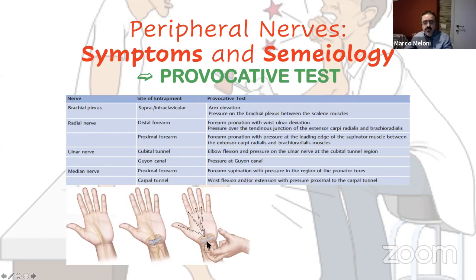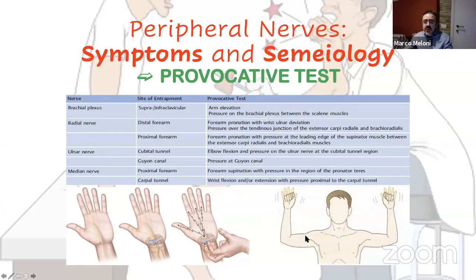That is very useful in the examination of patients with suspected carpal tunnel syndrome. Pushing repetitively over the common site of entrapment of the nerve, if there is entrapment, we are able to evoke the neuralgia.